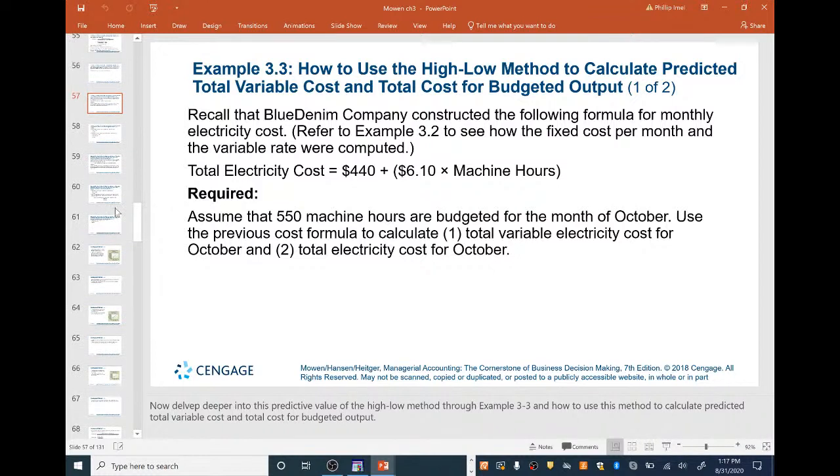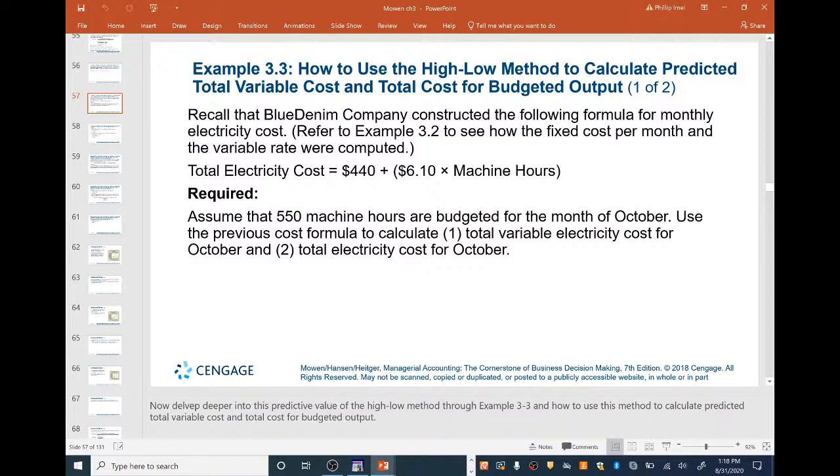So recall that Blue Denim Company constructed the following formula for monthly electricity costs. Remember, it's the same thing we just carried over from the previous slide. Total electricity cost equals our fixed cost of $440 plus our variable rate of $6.10 times the machine hours that are going to be used. So let's see what's required of us next. Assume that 550 machine hours are budgeted for the month of October. Use the previous cost formula to calculate total variable electricity costs for October and total electricity costs for October.